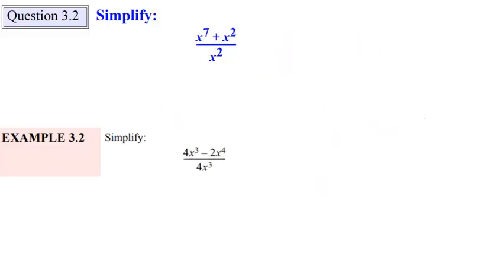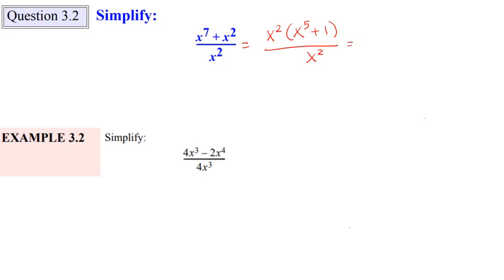Okay, so for the next lesson, there are 2 ways to do these problems, but unfortunately, I have to show the harder way, which is factoring out a GCF, and I'm going to show you what that means in the first example. So in the numerator, we're going to factor out x squared, and I have x to the 5th plus 1, and the denominator stays the same.